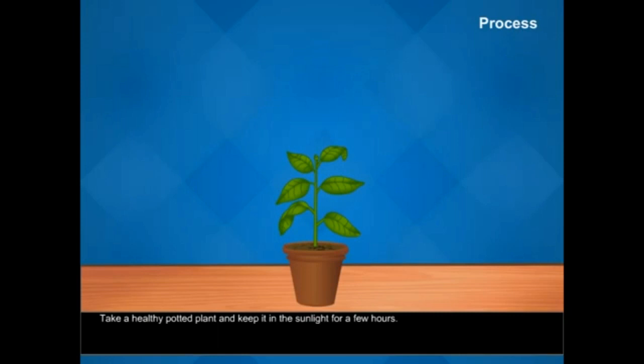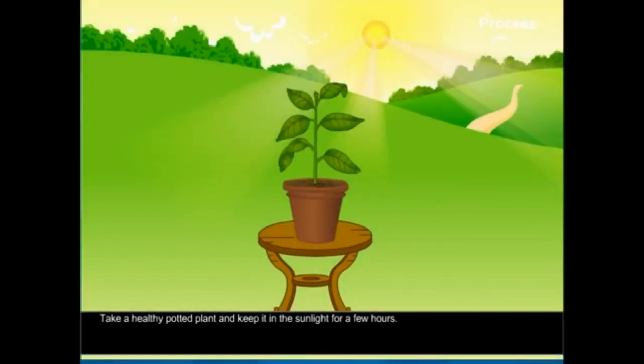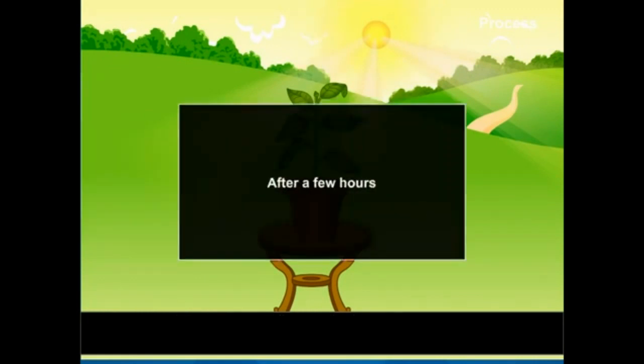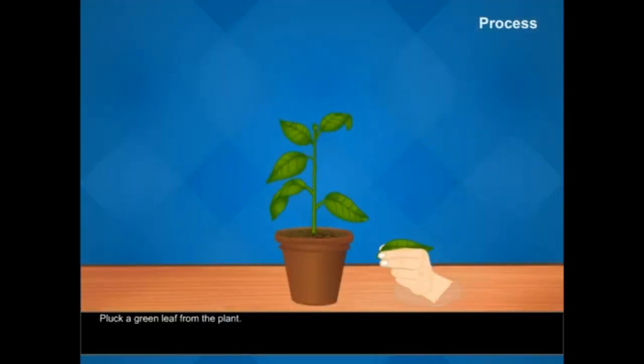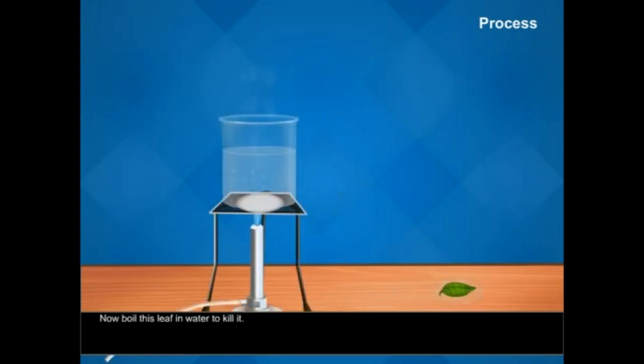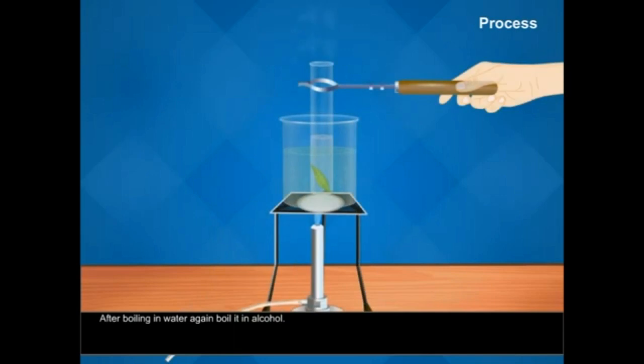Take a healthy potted plant and keep it in the sunlight for a few hours. After a few hours, pluck a green leaf from the plant. Now boil this leaf in water to kill it. After boiling in water, again boil it in alcohol. The purpose of boiling the leaf in alcohol is that it dissolves the greenish part, that is chlorophyll.